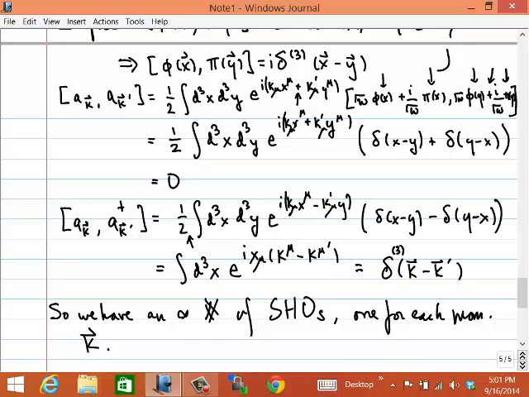Computations like this are sort of the bread and butter of quantum field theory, so you should get used to them. Actually, they're not even the bread and butter. They're the crackers and cheese that come before the bread and butter. Okay. Any other questions?